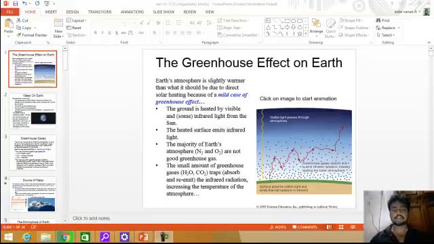In this time, I would like to tell about the greenhouse gas effect on Earth. Earth's atmosphere is slightly warmer than it should be due to direct solar heating because of a mild case of greenhouse effect. The ground is heated by visible and infrared light from the sun. The heated surface emits infrared light. The majority of Earth's atmosphere is not good greenhouse gas. The small amount of greenhouse gases traps infrared radiation and increases the temperature of the atmosphere.